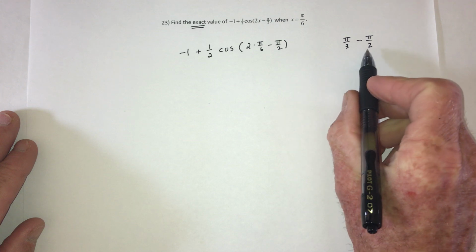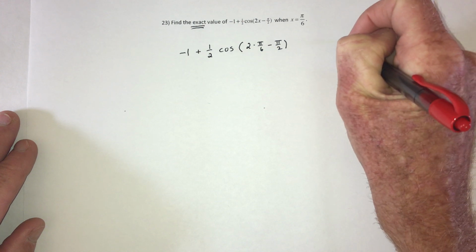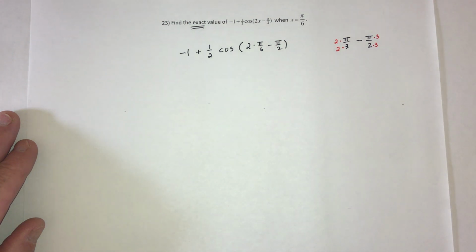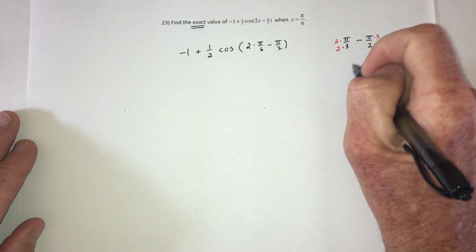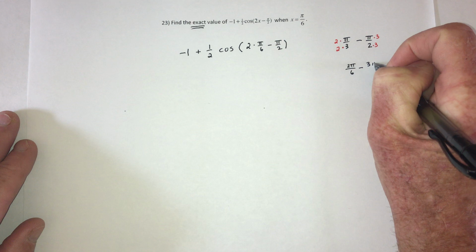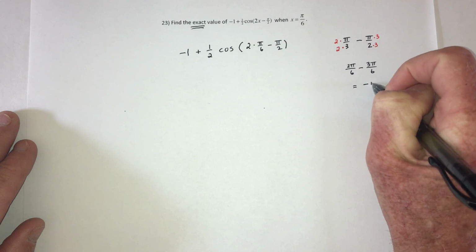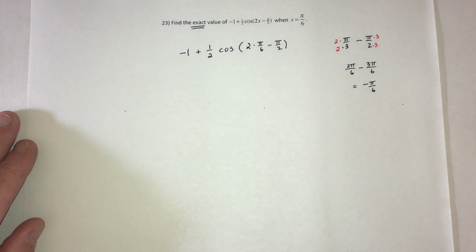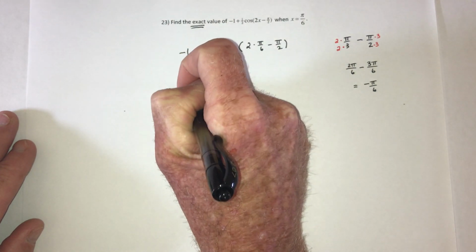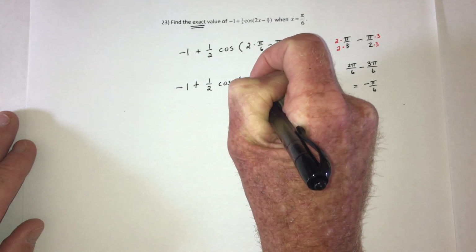So the common denominator for these two is going to be a 6. So this one I need to multiply by 2 on the top and the bottom. This one I need to multiply by 3 on the top and the bottom. So this one is going to be 2 pi over 6 minus 3 pi over 6, and then that equals 2 minus 3 is -1 pi over 6. Okay, so that's what goes in the parentheses right here. So you've got -1 plus a half cosine of negative pi over 6.